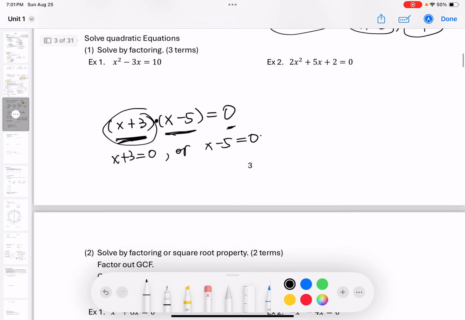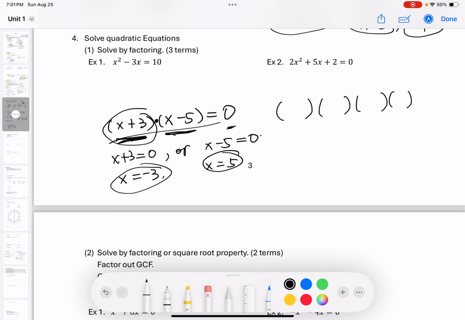So we can solve for the x. Minus 3 both sides, x is equal to negative 3. Plus 5 both sides, x is equal to 5. We solved this equation. We call this the zero product property. So when you do the multiplication between several factors, each factor may be 0. So you say the first factor is equal to 0, second is 0, or third or fourth, they are 0.